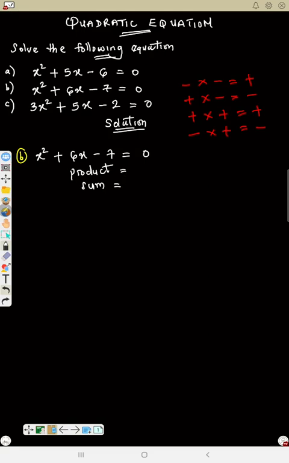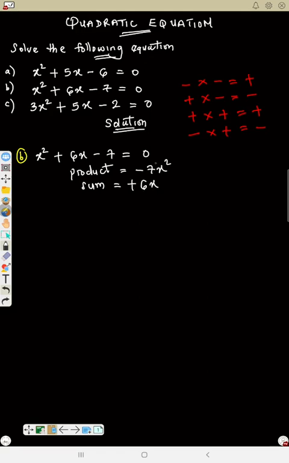Now what is the product? You multiply the first term by the last term. Take note of the minus. That will be 1s squared times minus 7, so that is minus 7s squared. The middle number is the sum, so that is plus 6s.